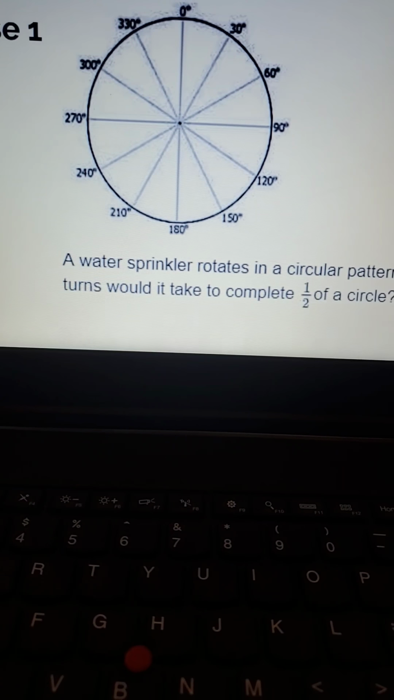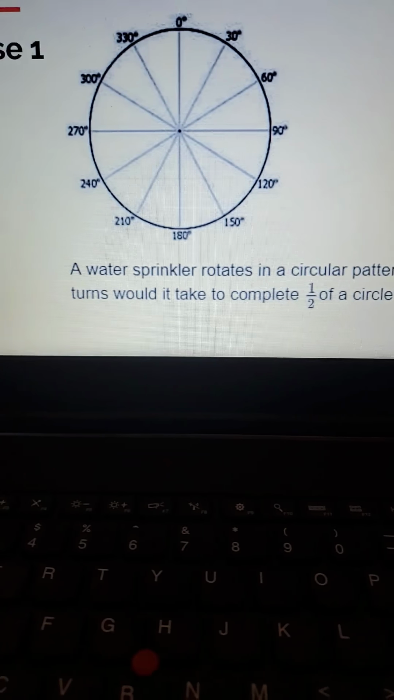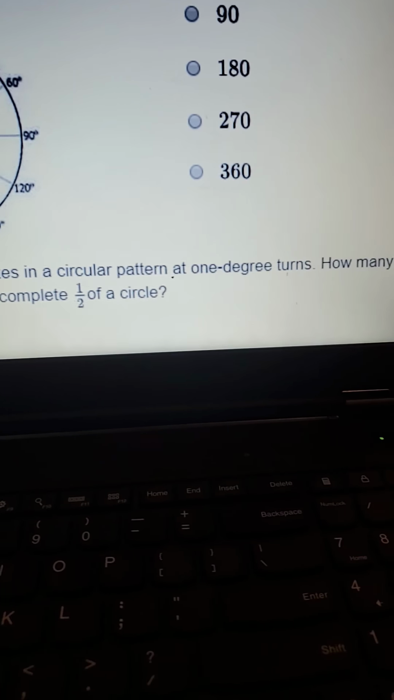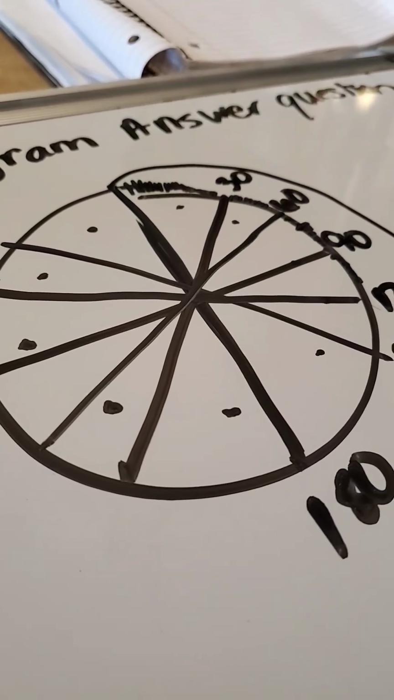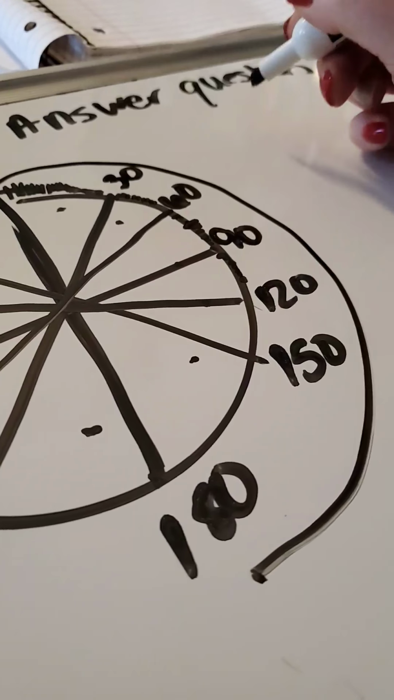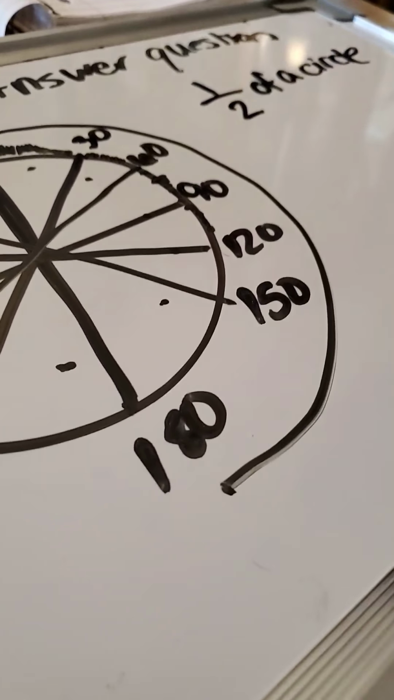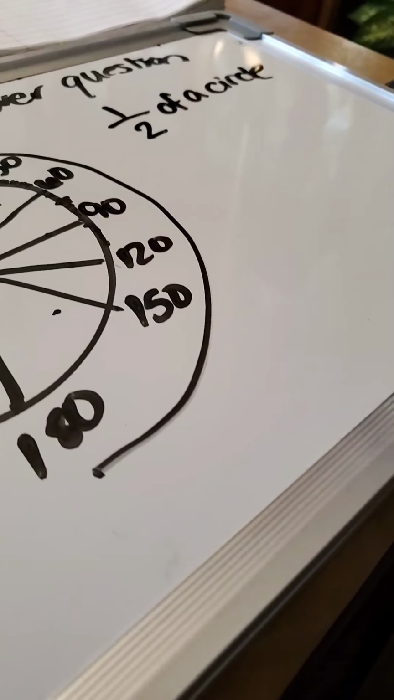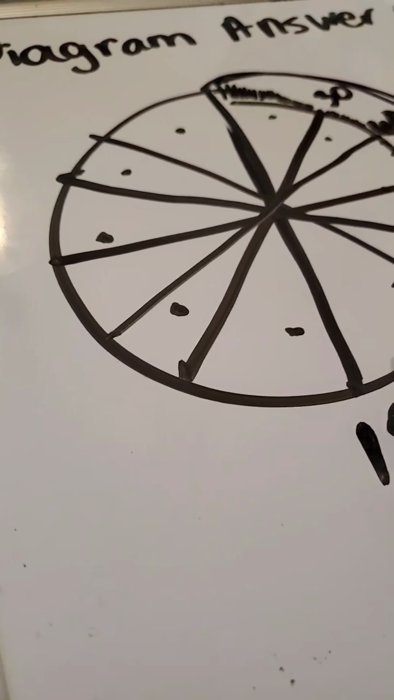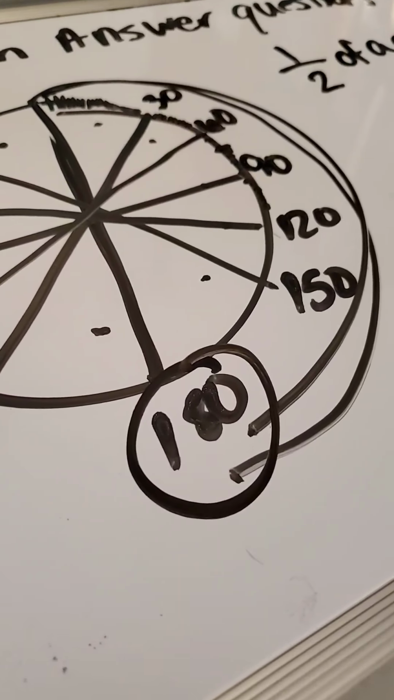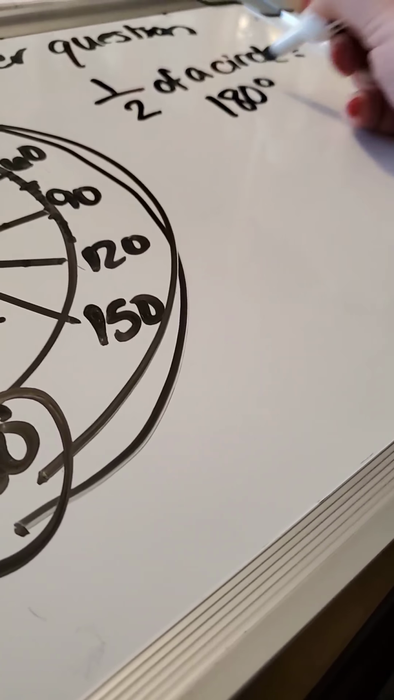So it says, again, the water sprinkler rotates in a circular pattern at 1 degree turns. How many turns would it take to complete half of a circle? So let's look at what Miss Smith did. She went half of a circle. So that means one half of a circle. Look where I landed. When I go around a half, what degree do I land on? 180 degrees. So 1 half of a circle equals 180 degrees.